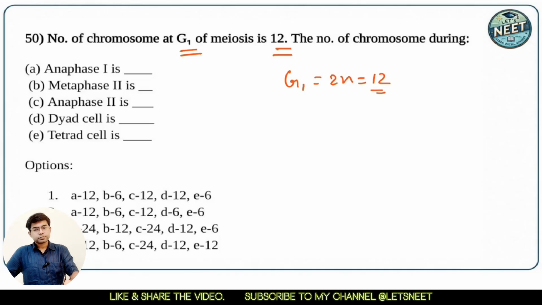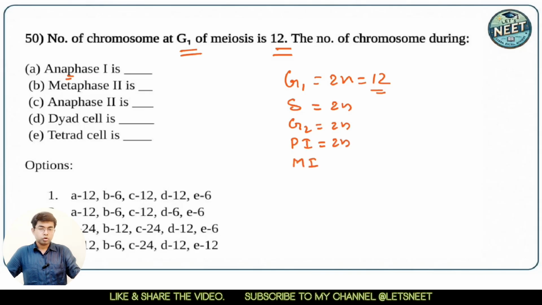Now in meiosis, anaphase 1. In anaphase 1 of meiosis, the chromosome number doesn't get doubled. So if I write the table for meiosis, G1 is 2n, S again 2n, then G2 2n, then prophase 1 2n, then metaphase 1 2n, then anaphase 1. See, it doesn't become 4n, the chromosome number doesn't get doubled, so 2n. Then after anaphase, telophase 1: in telophase 1 it becomes n. So this also represents the diad.